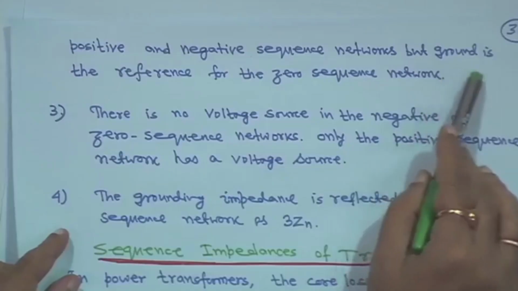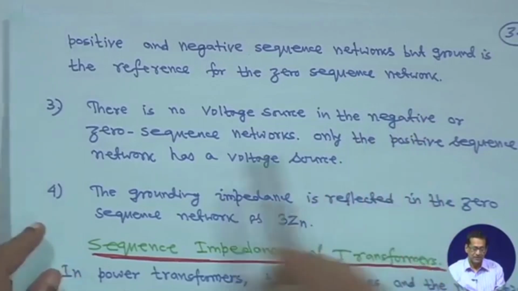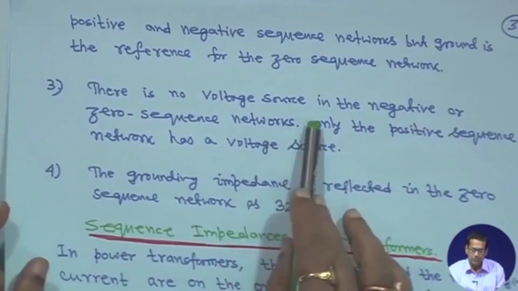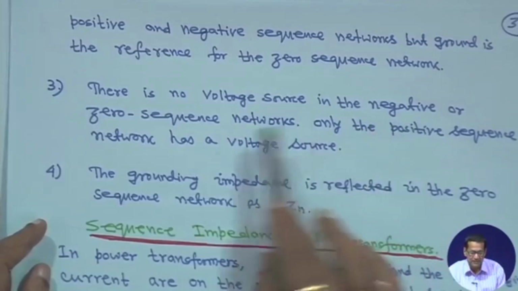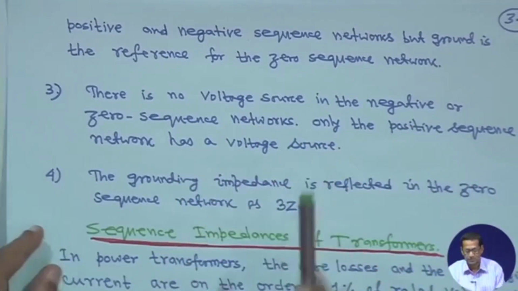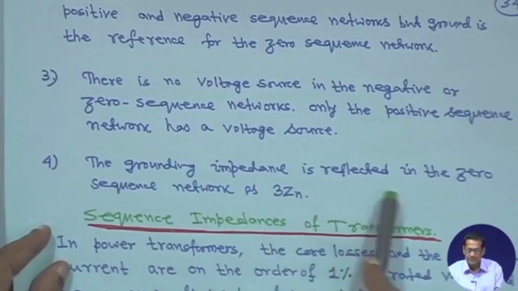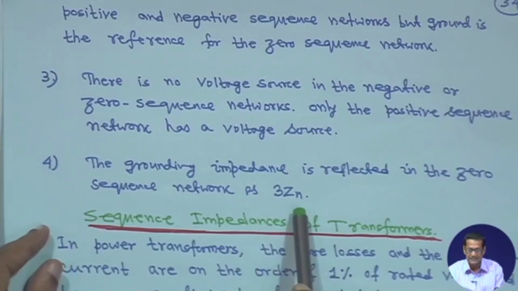That means that the neutral of the system is the reference for the positive and negative sequence networks, but ground is the reference for the zero sequence network. Number 3, there is no voltage source in the negative or zero sequence network, only the positive sequence network has a voltage source. And number 4, the grounding impedance is reflected in the zero sequence network as 3 Zn.